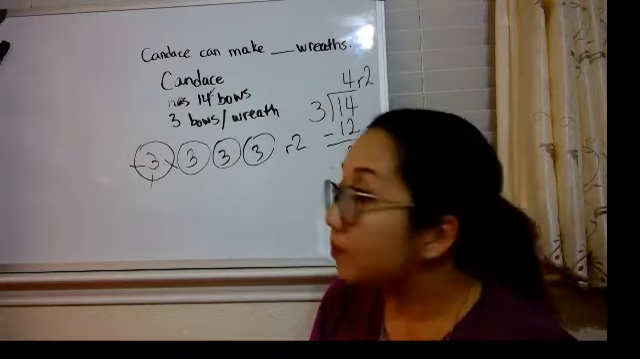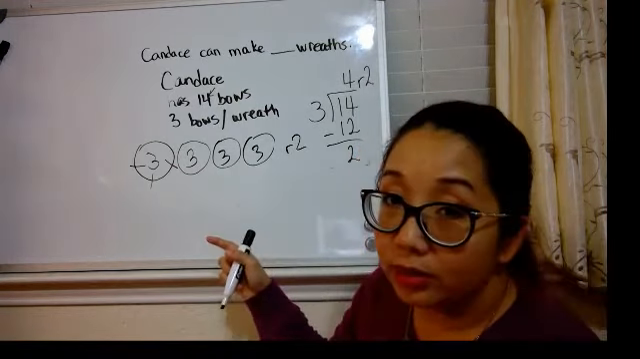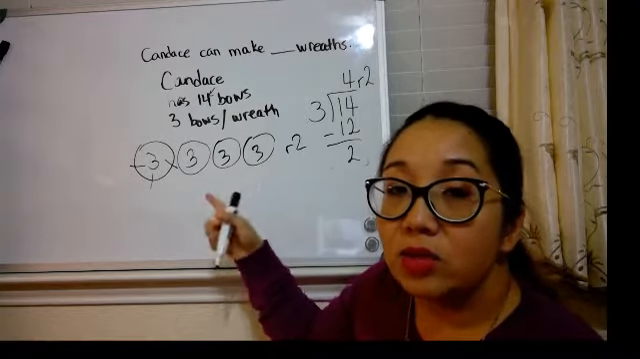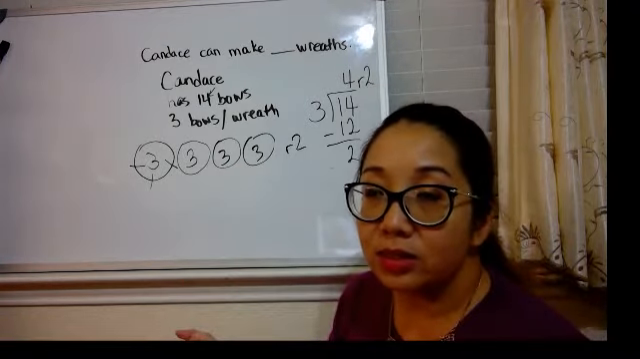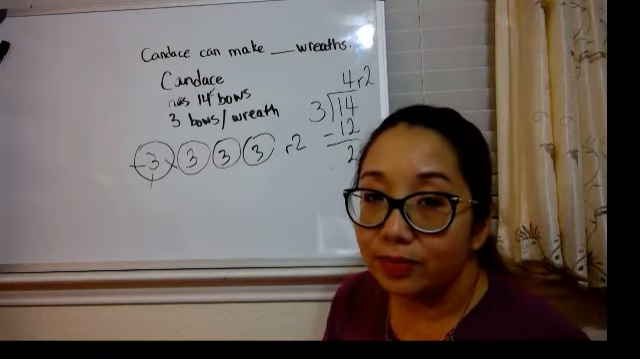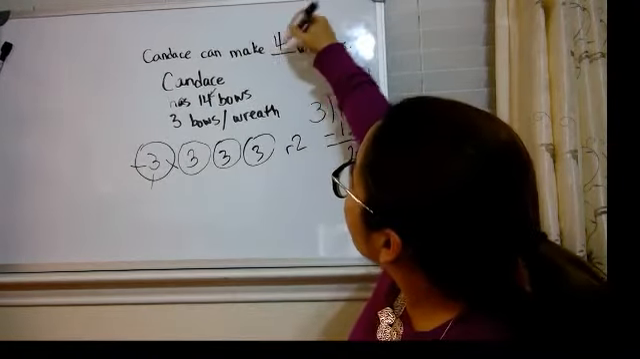What does the 4 represent? Well, there's a 3, there's a 2. Where's the 4? You've got 1 wreath, 2 wreaths, 3 wreaths, 4 wreaths. Okay? So that 4 represents the number of wreaths that she can make. So our answer is this piece right here, and we don't do anything with the remainder.